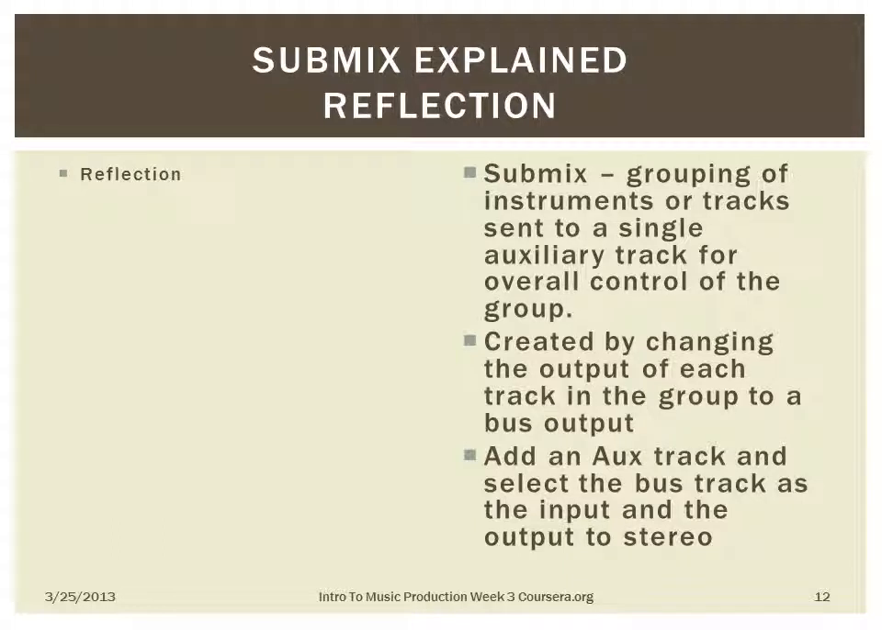And so just to reflect, the submix is a grouping of instruments, tracks, into a single auxiliary track for the overall control of the group. It's created basically by changing the output of each track in a group to a particular bus output, preferably one that you named. And then you want to add an auxiliary track and select the bus track that you just created as the input and output to a stereo output via your Mode 2, main outs 1 and 2.